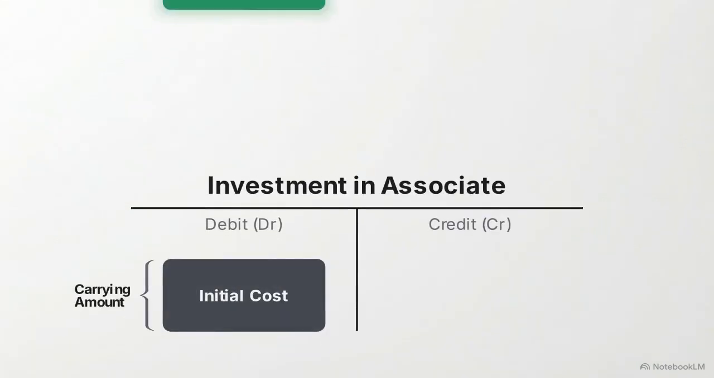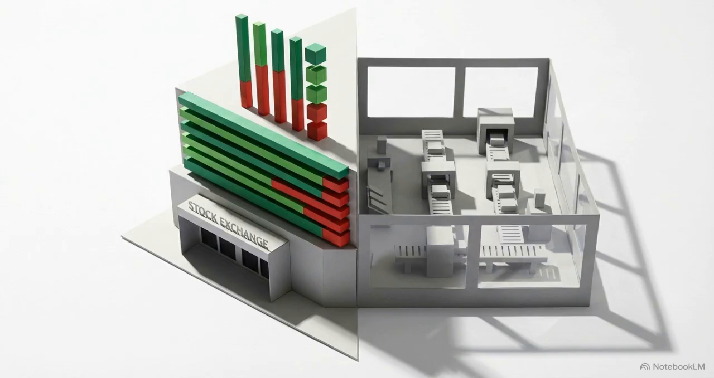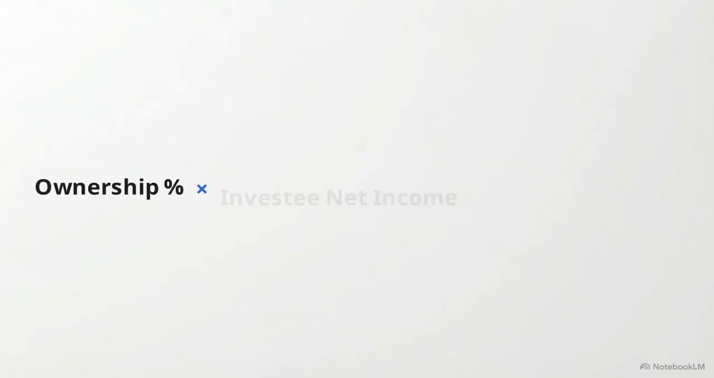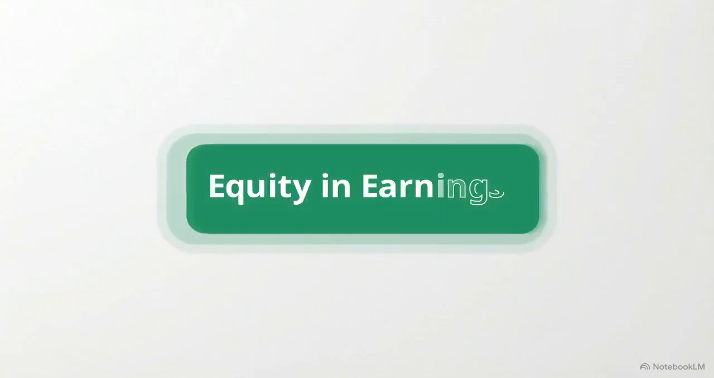As the investee reports net income, the investor's carrying amount physically grows. In passive fair value accounting, an asset fluctuates based on external market prices. Here, the asset reacts directly to internal performance. The math involves multiplying your ownership percentage by the investee's reported net income to find your share.